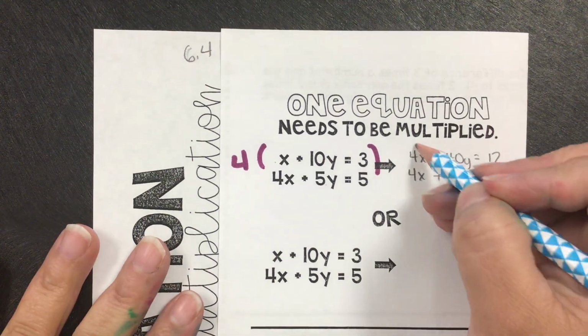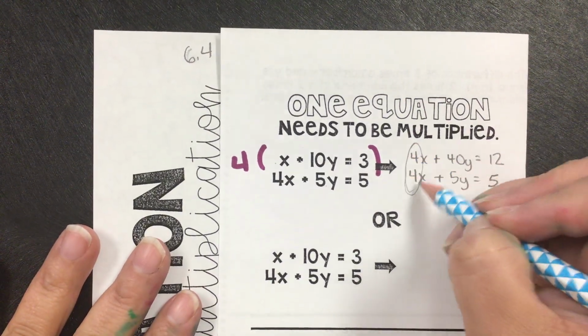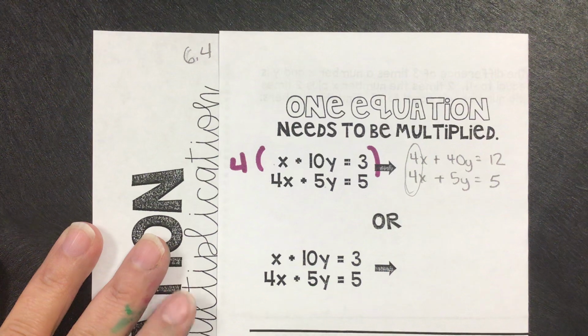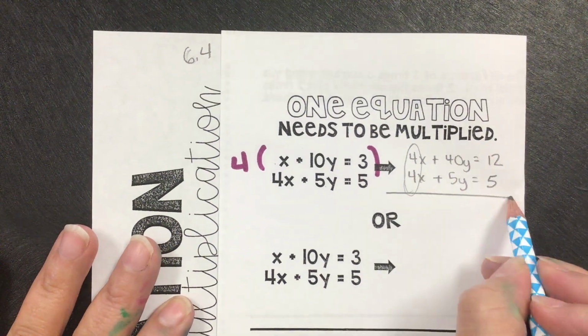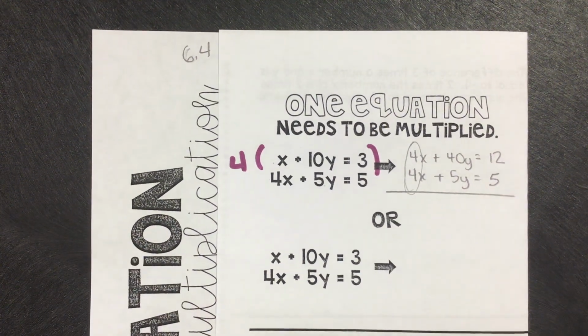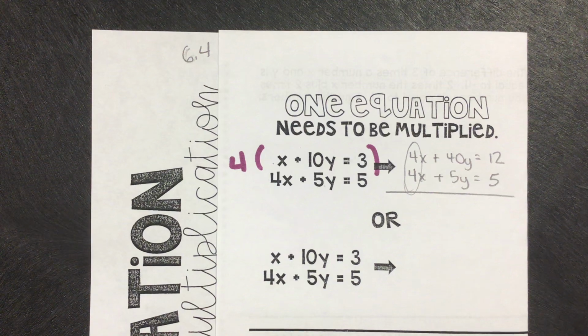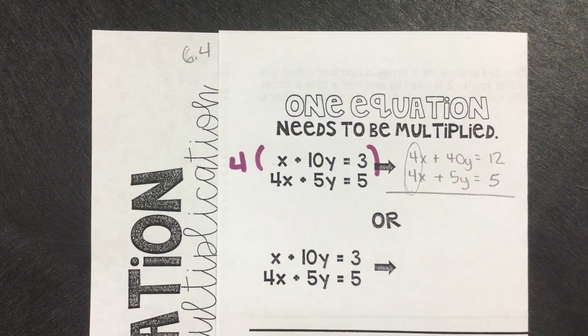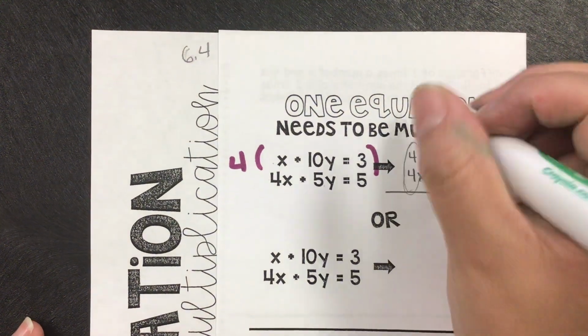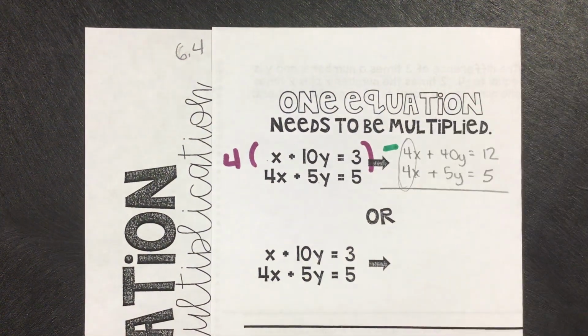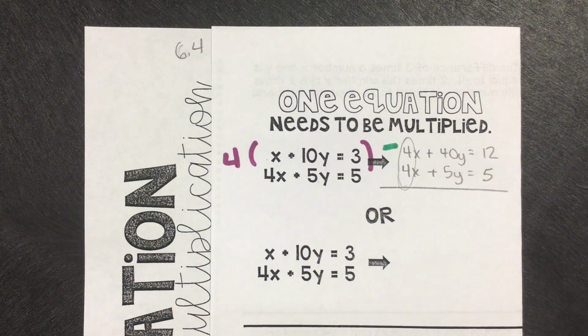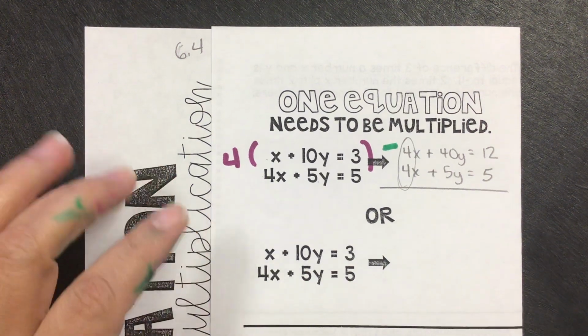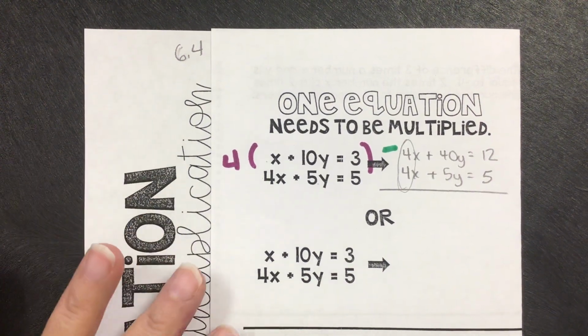Your goal is to get the same number coefficient in front of those letters, the variables. Now that you have the same number in front of those coefficients, what you're going to have to do is decide if you're going to add or subtract. Because they're the same sign, we subtract. We can take it from there, but we won't do it until the inside of this foldable.